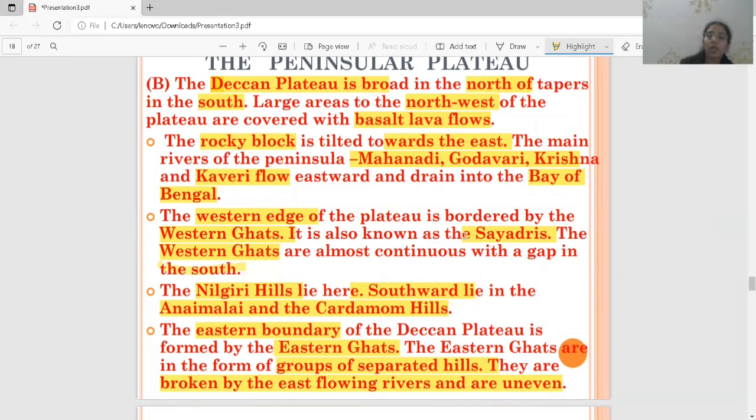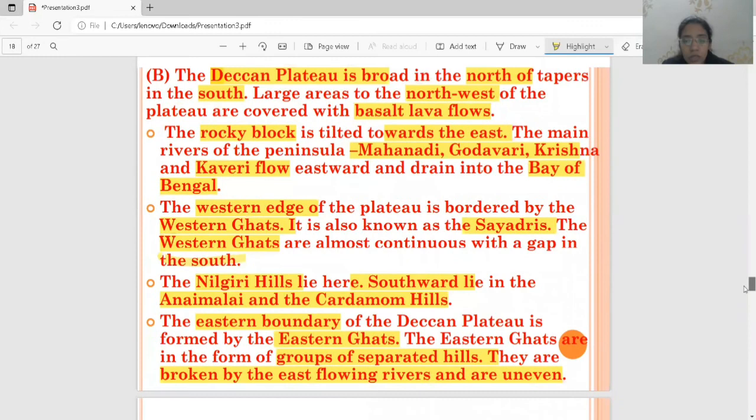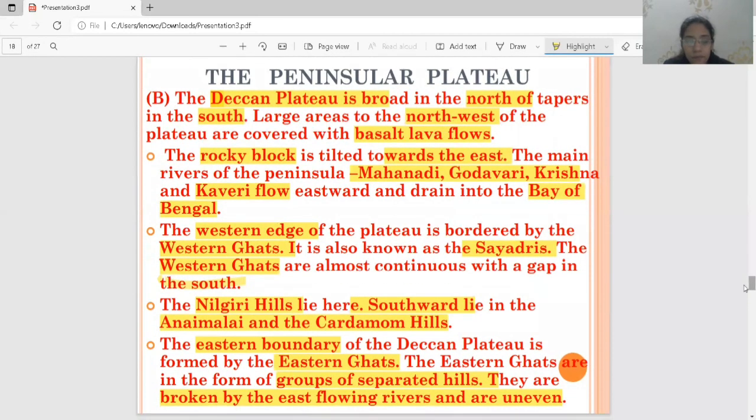So the eastern boundary consists of the Eastern Ghats. There is a group of separated hills. Hills are not together; there is no chain of hills. They are broken by your east flowing rivers. East flowing rivers are Mahanadi, Godavari, Krishna, Kaveri, and they are uneven also. So till here, we will finish the peninsular plateau today.